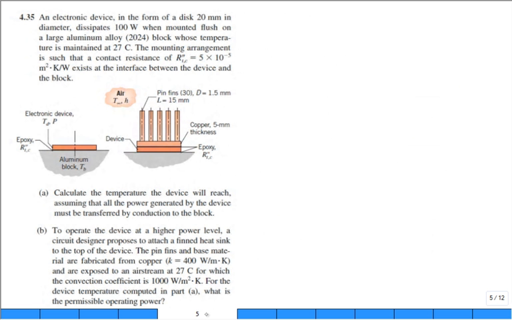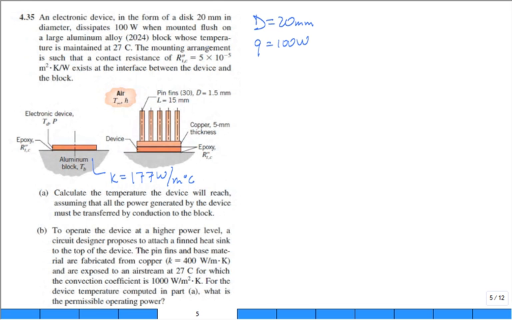Let's solve a problem. So we have an electronic device in the form of a disk that's 20 millimeters in diameter. It dissipates 100 watts when mounted flush on a large aluminum alloy block. So this aluminum is large. We look up the thermal conductivity of the aluminum, 177 watts per meter degree C.